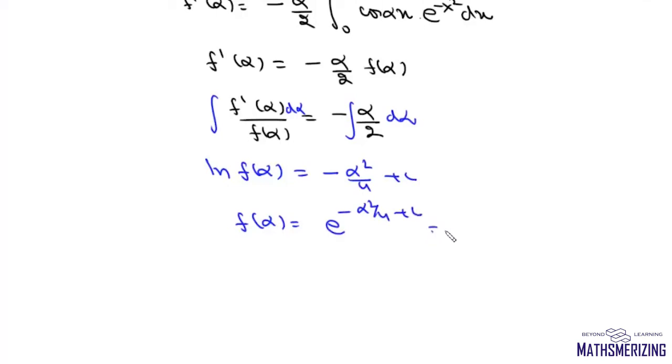So we can write this as f(alpha) equals e to the power minus alpha square by 4 plus c, or we can write this as e to the power minus alpha square by 4 into e to the power c, which is some constant, say a. So we can write this as a into e to the power minus alpha square by 4. Now we need to find the value of a.